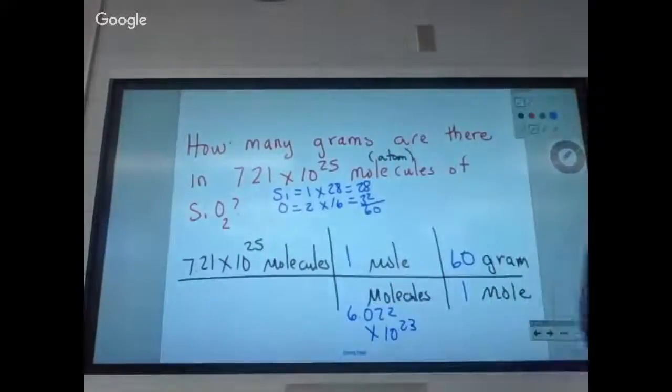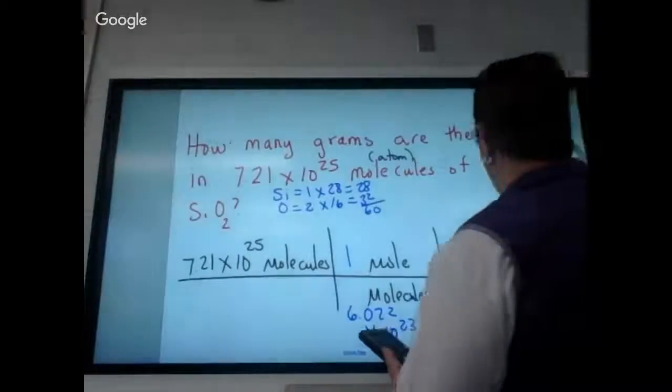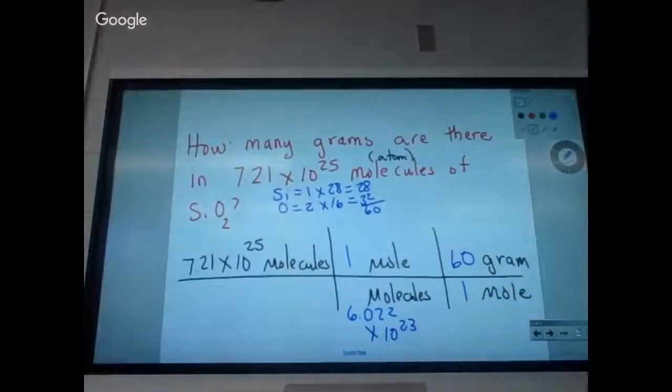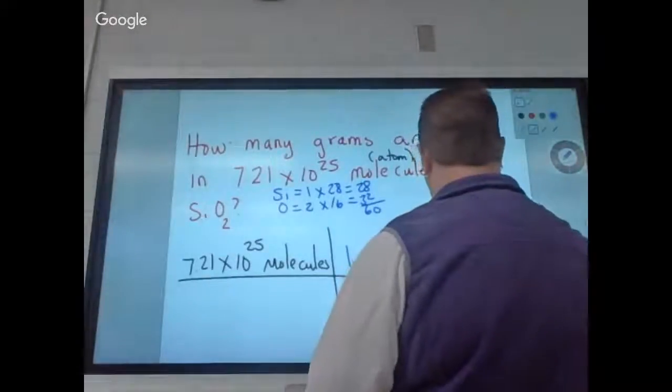Okay, so taking my calculator, 7.21 EE 25 times 60, divide by Avogadro's number. Whoops. I'll just say grams instead of atoms on your right, because we're trying to find grams. Did anybody else get 7,183?